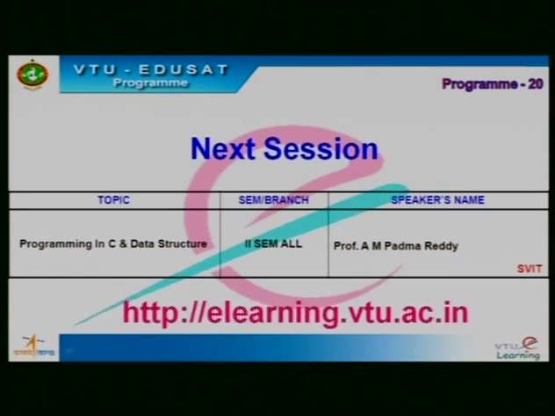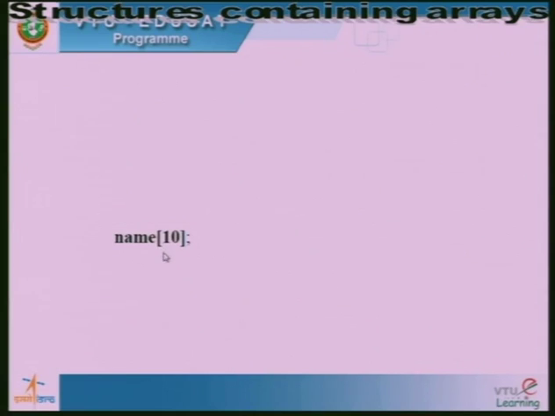In the last class, we have seen how structures are defined so that structures can have arrays as members. Okay, now let me explain this concept once again. Briefly, I'll explain. So, name is an array of 10 characters.